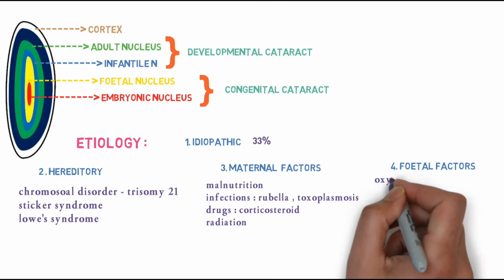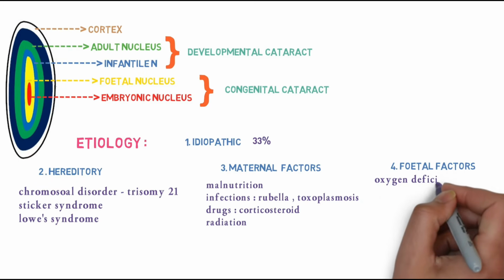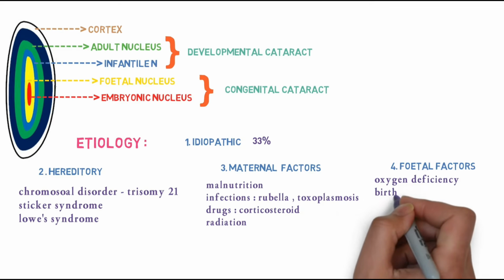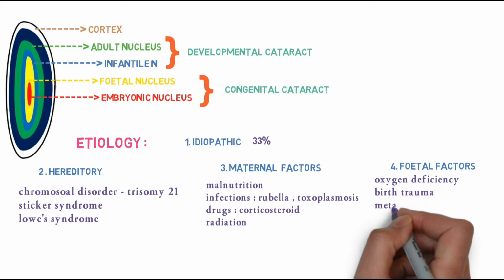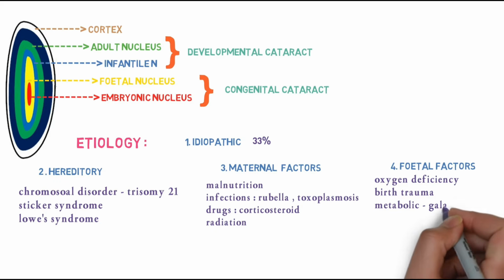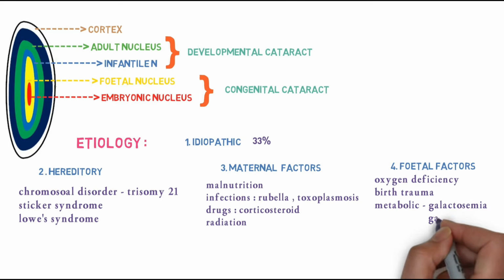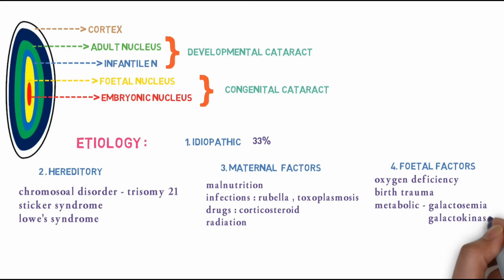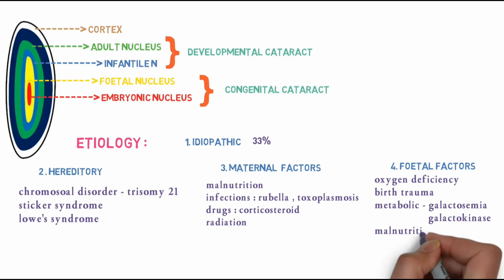Moving towards the fetal factors, in which there is oxygen deficiency, that is anoxia, there may be birth trauma, or metabolic disorders like galactosemia or galactokinase deficiency, or it can be due to neonatal hypoglycemia. Malnutrition in early infancy may also cause developmental cataract, associated with other congenital disorders that we discussed earlier, that is trisomy 21, Stickler syndrome, Lowe syndrome or Down syndrome.